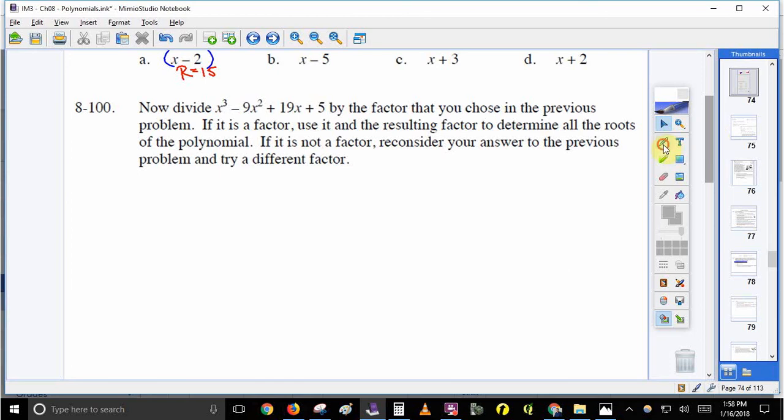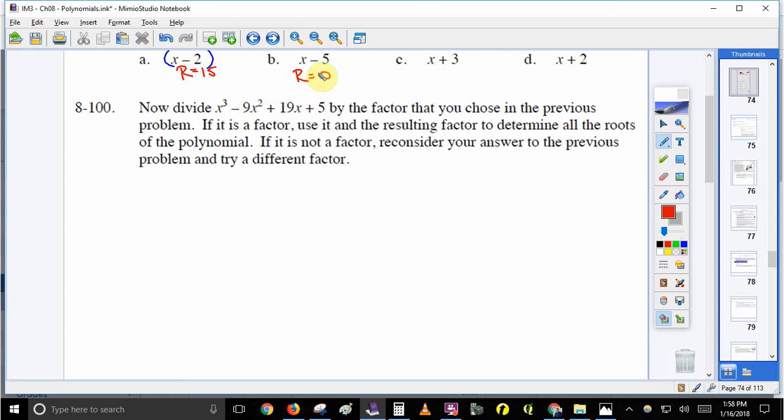Alright guys, let's go ahead and do number 100 as well. So we already figured out that x minus 5 is going to be a root because it has a remainder of 0. And we figured out that x minus 2 is not a root and should have a remainder of 15. Problem 100 says, now divide that same problem that gave you a 99 by the factor you chose in the previous problem. If it is a factor, use it and the resulting factor to determine all the roots of the polynomial. If it's not a factor, reconsider your answer to the previous problem and try a different solution.